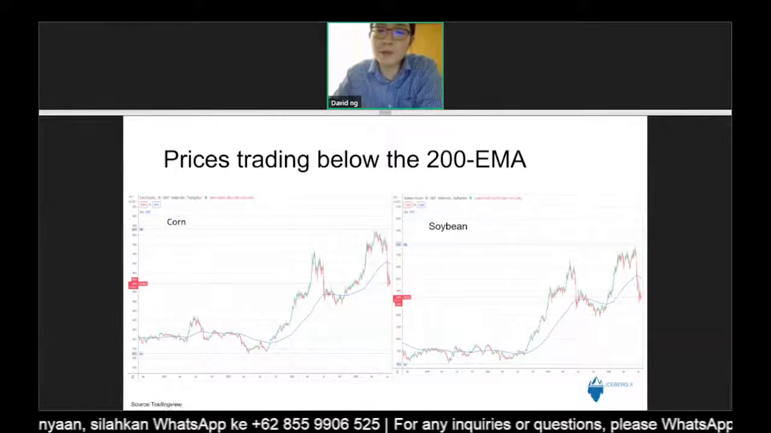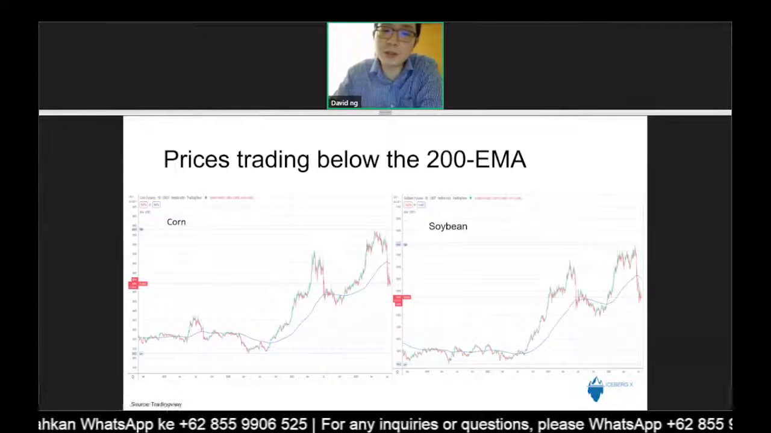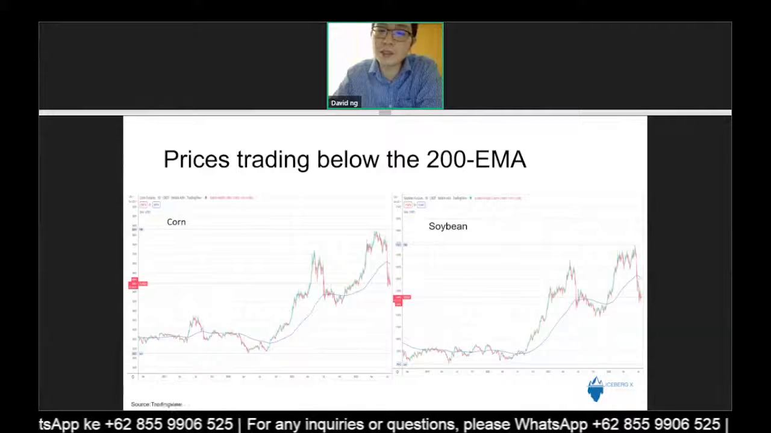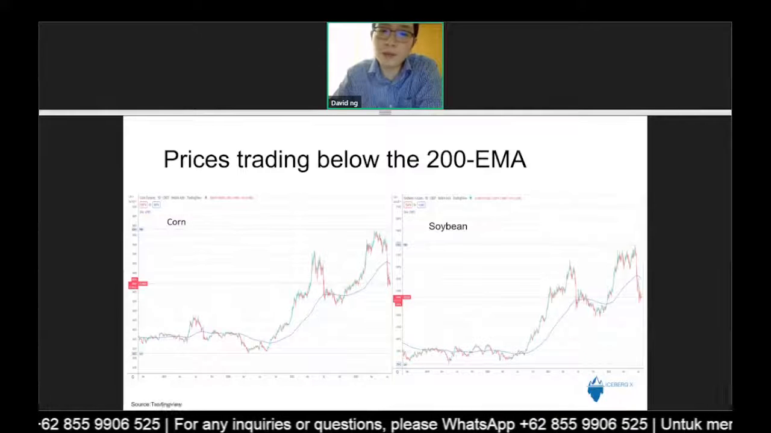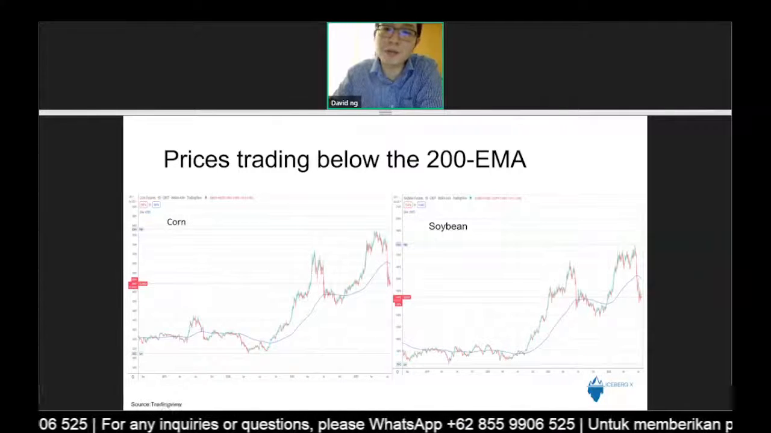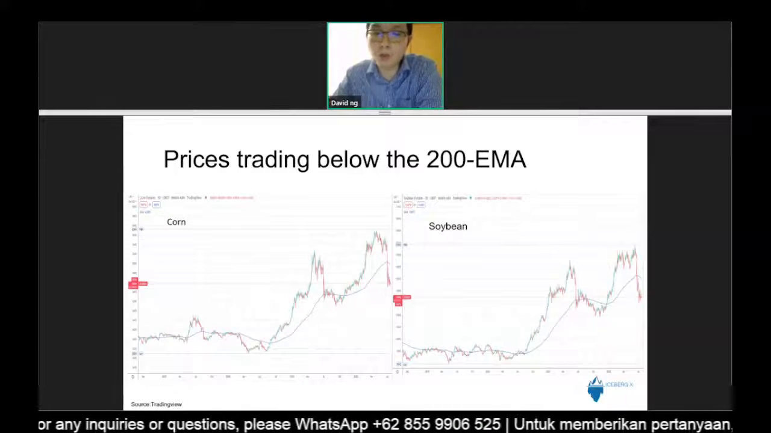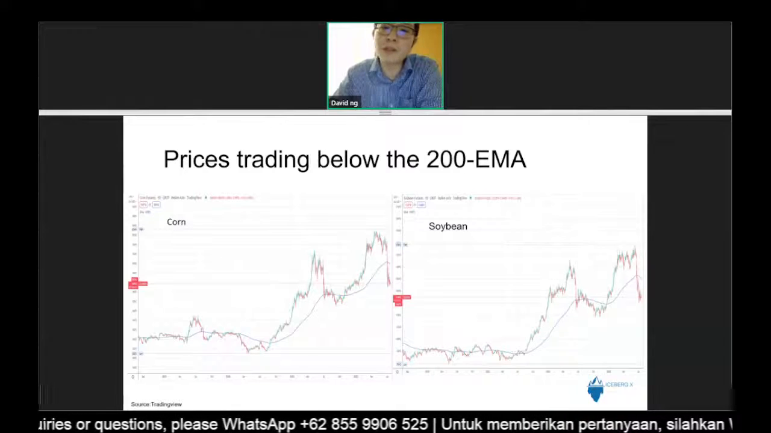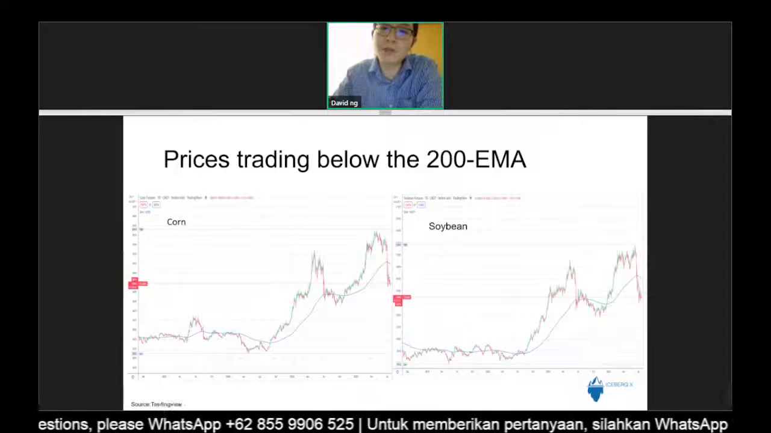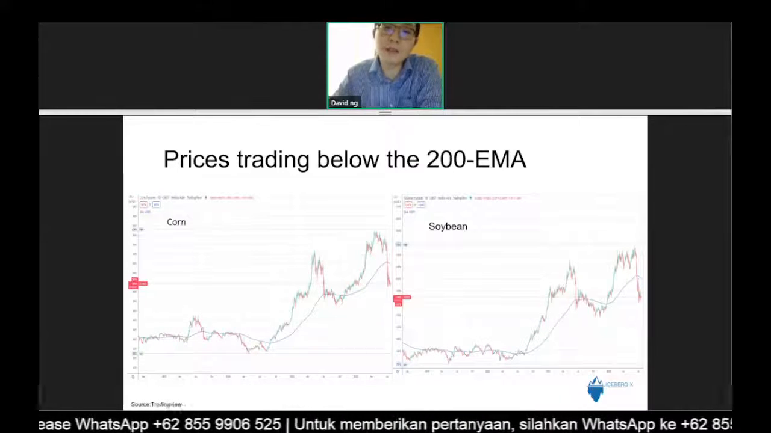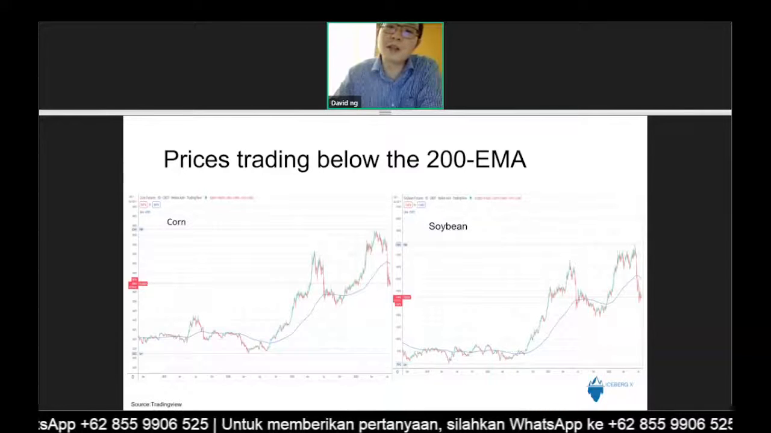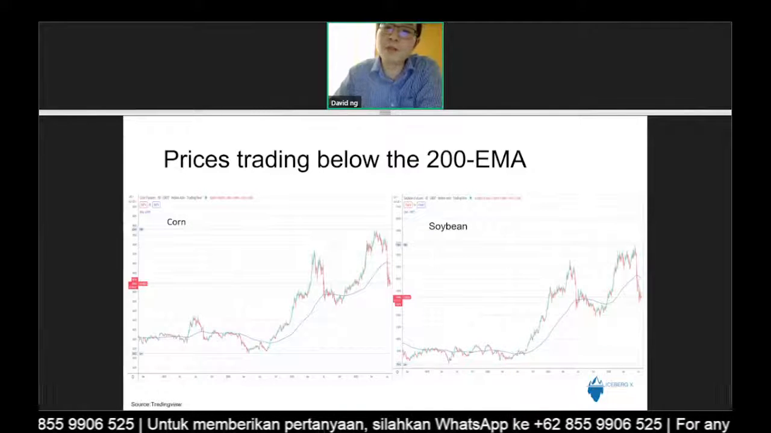So I think this snapshot was taken early part of this week. Things have changed. I think both these markets are retesting the 200 period EMA. So watch out. I think in the next couple of days, whether corn and soybean can break the 200 period EMA. If it does, that means the market is actually changing its trend from a downtrend to an uptrend.